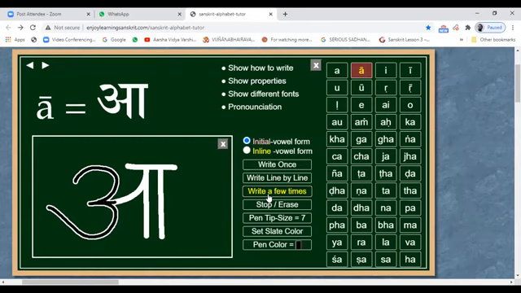Because later when you learn other letters, it will be clear. You will not get confused with that. And we are going to see consonants, consonant vowel combination, and conjunct consonants. And we are going to do the reading practice. So it's a long way to go.